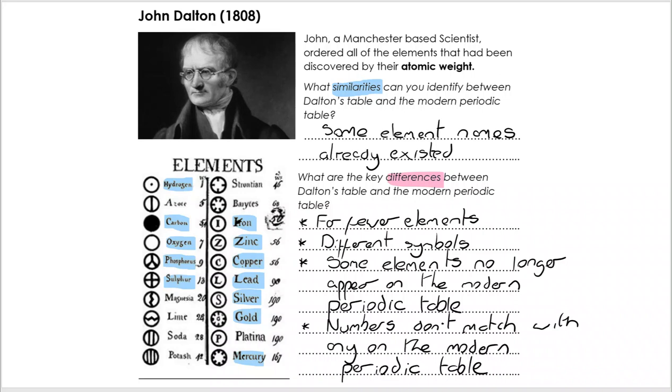And the numbers don't match with the ones on the periodic table. Now, these are in terms of atomic weight. And we don't use atomic weight anymore. We now use atomic mass. Atomic number. An atomic number is the number of protons. This was the atomic weight as they could measure at that time.